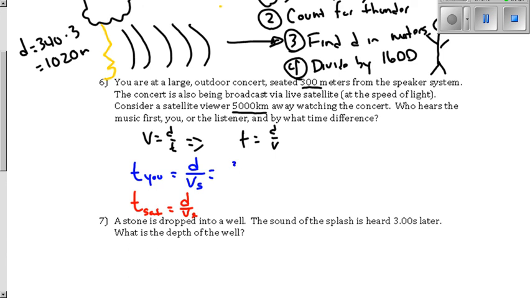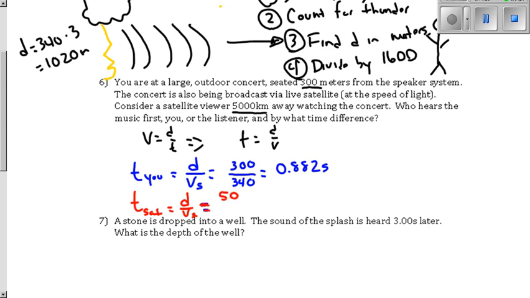So you are 300 meters away, and we are going to divide that by our 340 meters per second, which is going to give us approximately 0.875. And let's get an actual number for that. 0.882. I lost my red. So for here, we want 0.882 seconds. For the satellite listener, their distance is 5,000 kilometers away.